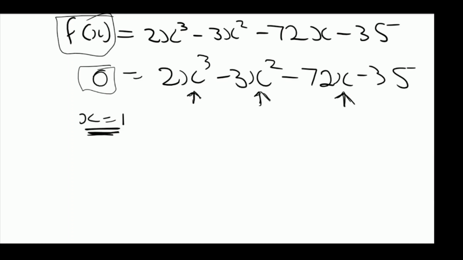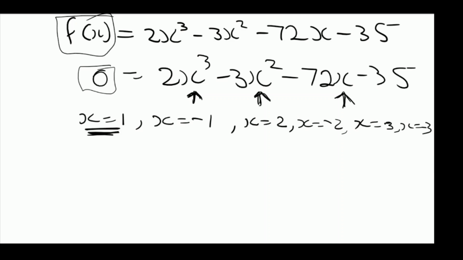So when x equals 1, you need to substitute that x equals 1 where there's x and see if it's going to give you 0. If it doesn't give you 0, try substituting x equals minus 1. If it also doesn't give you 0, try substituting x equals 2 or x equals minus 2, x equals 3, or x equals minus 3, right? Just try and substitute the values of x, where there's x here, and see if it's going to give you a solution equals 0.